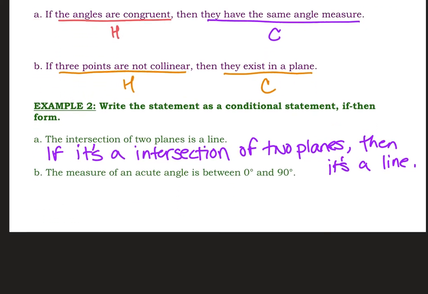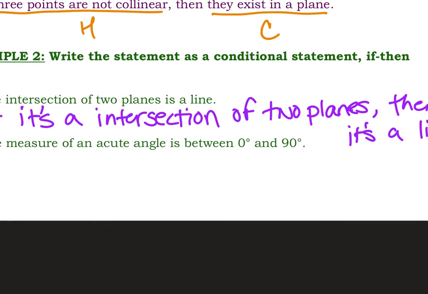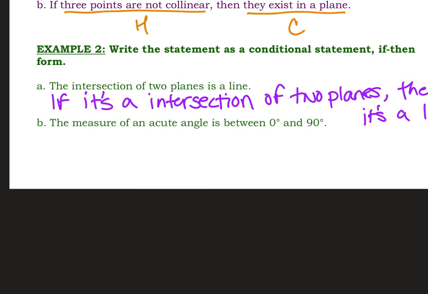All right, let me zoom that out a bit so y'all can see it. And you might have written a different statement, and that's fine. If you said, if it's a line, then it's an intersection of 2 planes, that would be fine. Some people wrote, if 2 planes intersect, then it's a line. So it doesn't have to be in specific wording. It just needs to be broken up, okay? All right, let's look at B. B reads, the measure of an acute angle is between 0 and 90. How do you think we would break that one up?